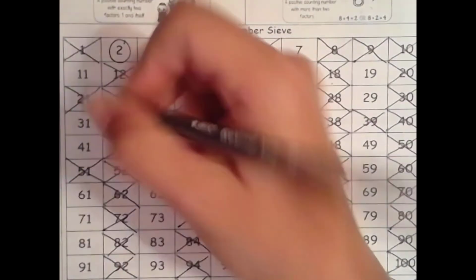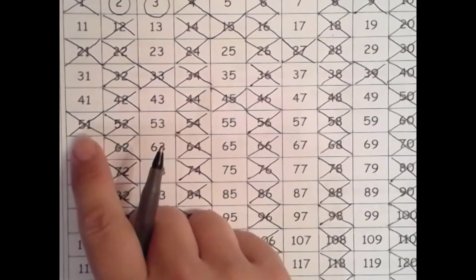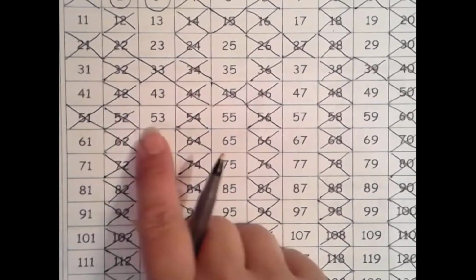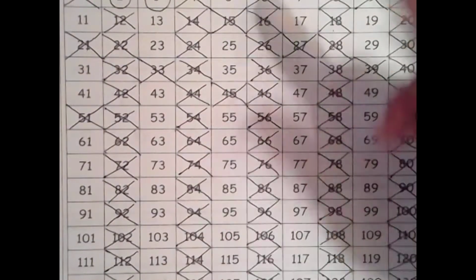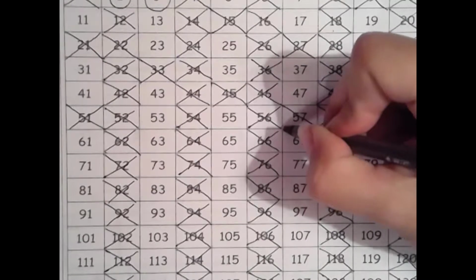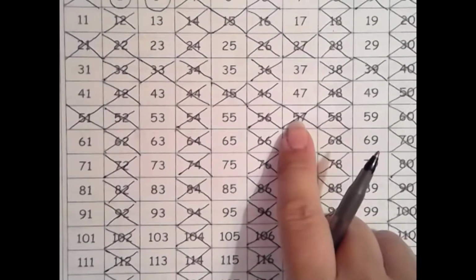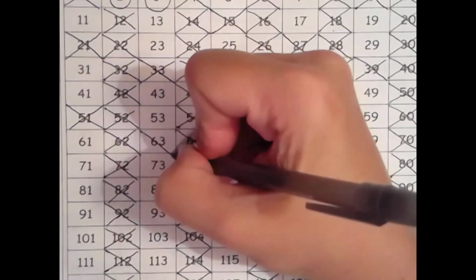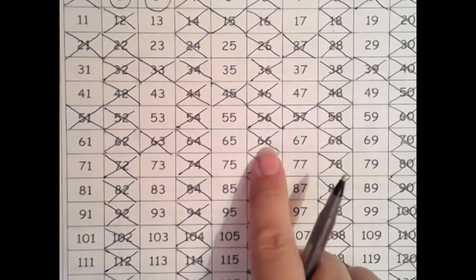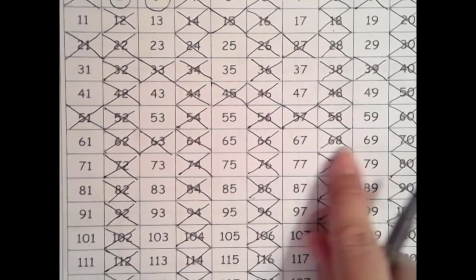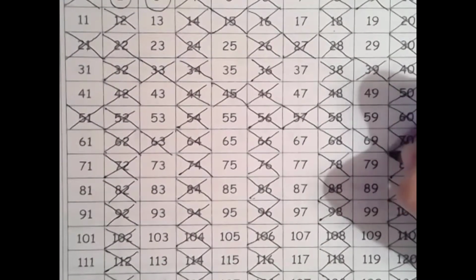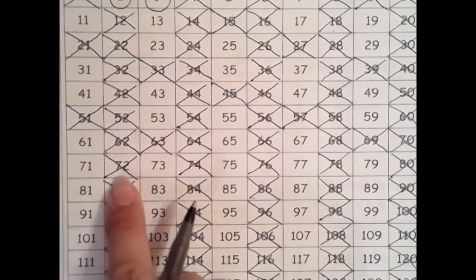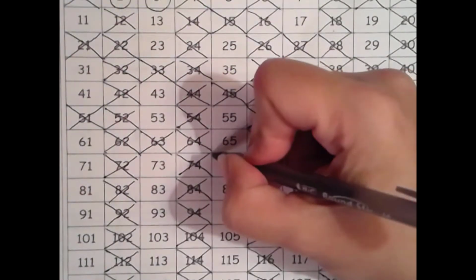51's a tricky one. Sometimes people see that and think it is a prime number, but it's not. It's a multiple of 3, so it has more than 2 factors. 54. 57's another one like that, that people think it's prime when it's not. 60, 63, 66, 69, we cross out. 72, 75.